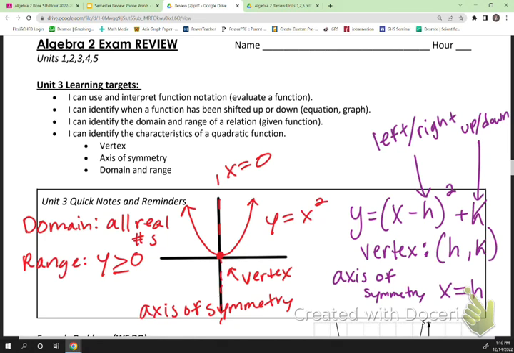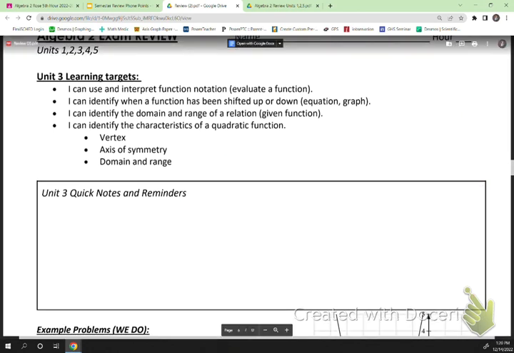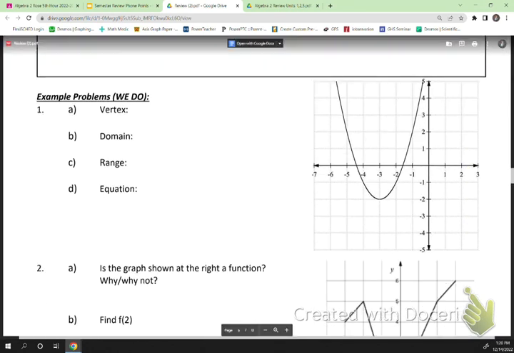So in example problem 1, we have to identify the vertex, domain, and range, and then we have to write the equation. Can anyone tell me what the vertex is? Is it x negative 2? What is it, Amara? Negative 3, negative 2. This is our vertex.